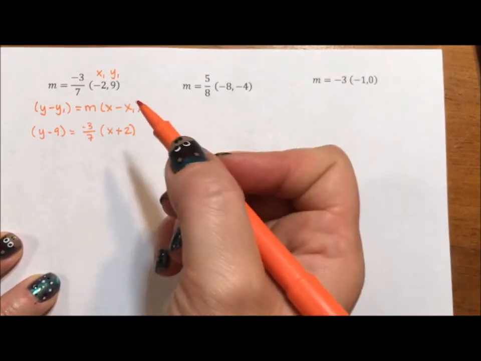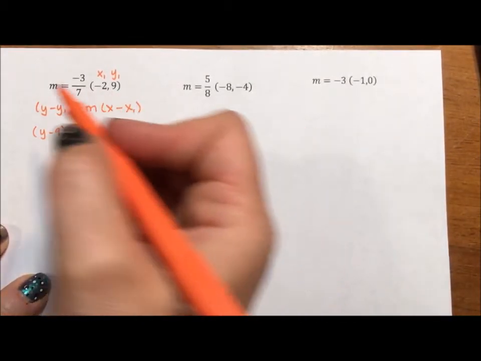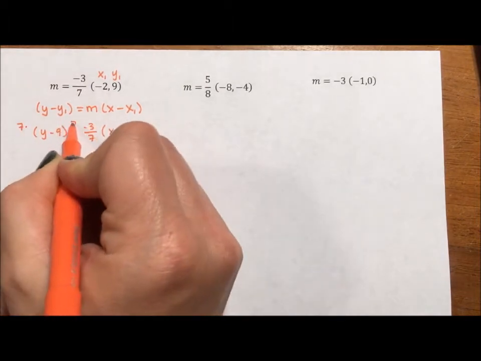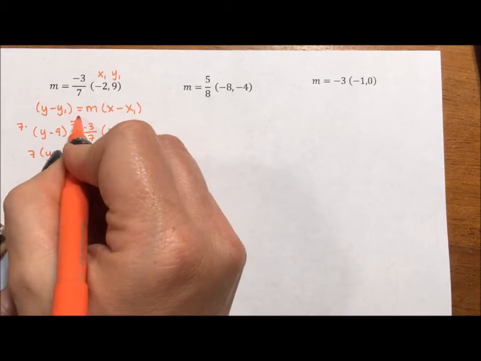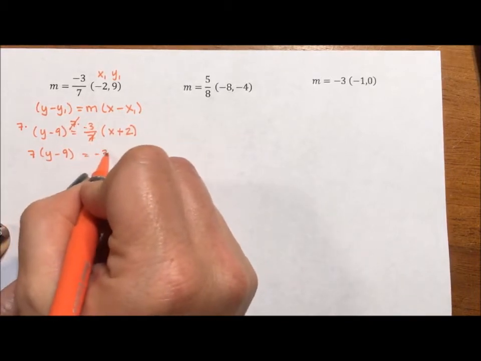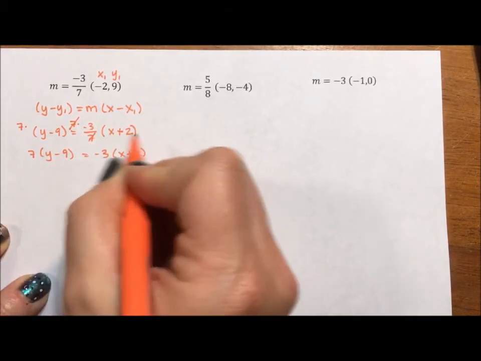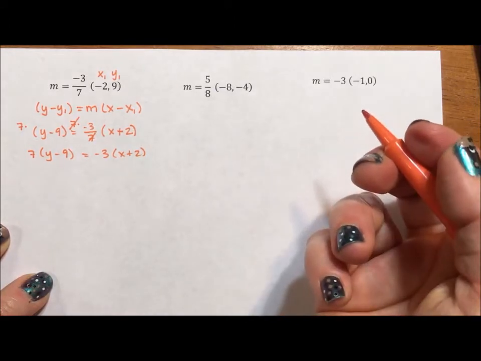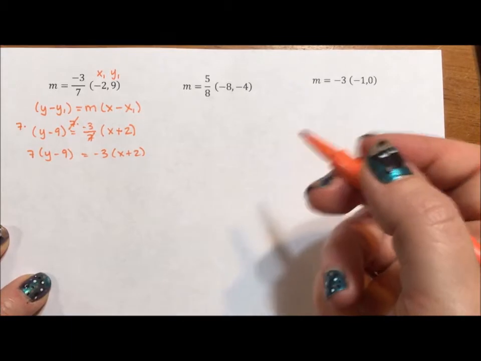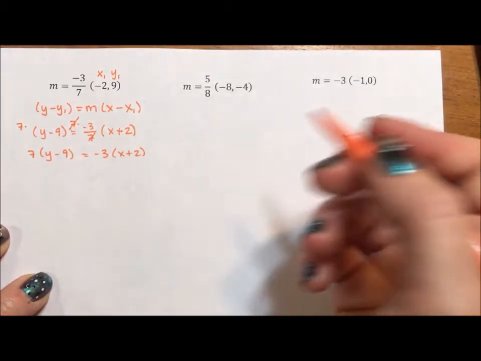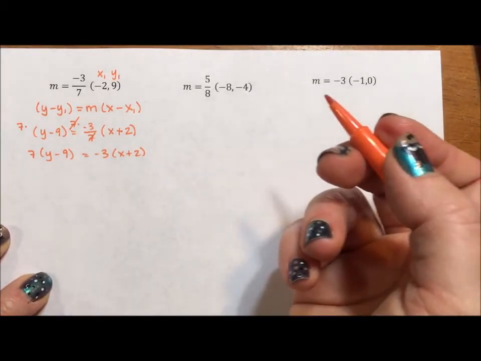Okay, so I'm going to clear the fraction. I'm going to start by multiplying both sides by 7. When I multiply it on the left, I'm going to get 7 times y minus 9. On the right, the 7s are going to cancel, and I'm going to be left with negative 3 times x plus 2. You cannot multiply into the parentheses. You can't do anything until you distribute. You can't add, subtract, multiply, divide into the parentheses until you use the distributive property to get rid of them.